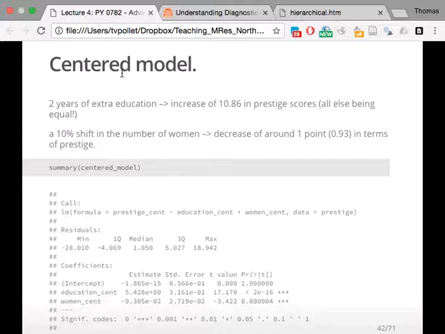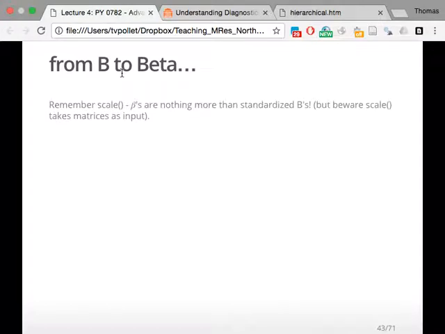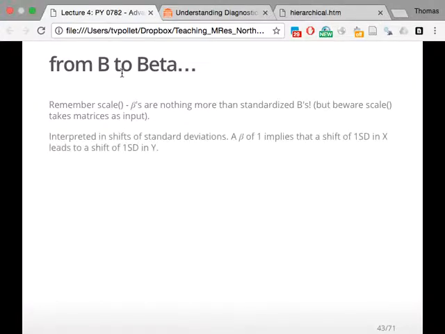That's not the same as z-scoring. With z-scoring we divide by the standard deviation, but that's the next bit, from B to beta. The B's are all unstandardized, and in some cases we want to compare how much a unit of education weighs against a unit of gender or a unit of something else, and that's why we have betas. You remember hopefully scale from your package. Betas are nothing more than standardized regression coefficients. So it's basically scaling everything and dropping the intercept.